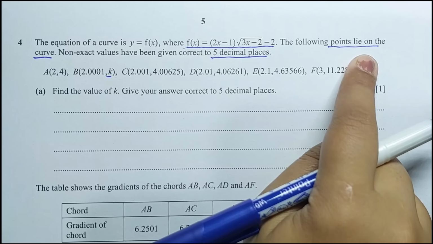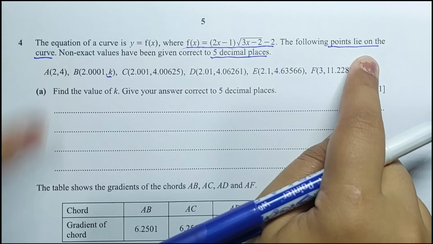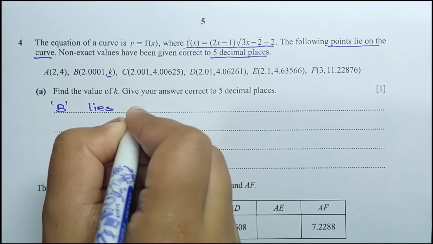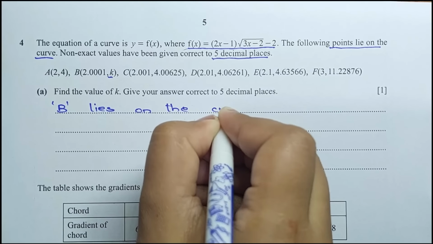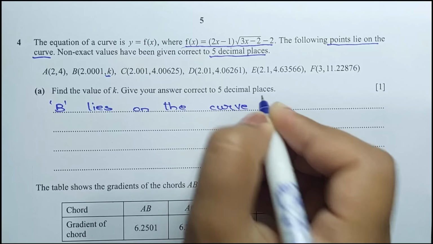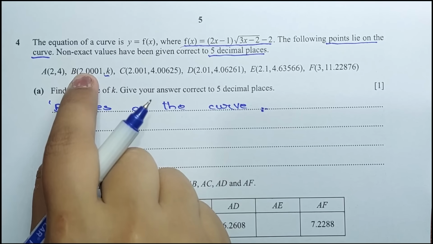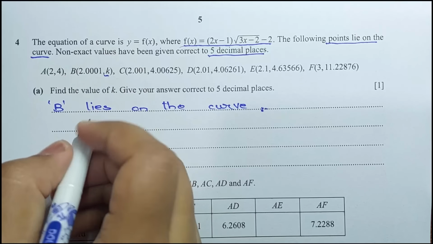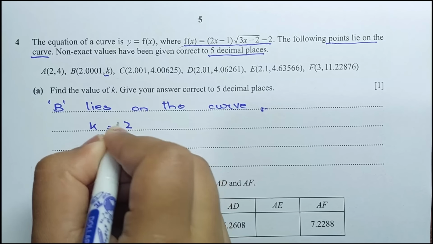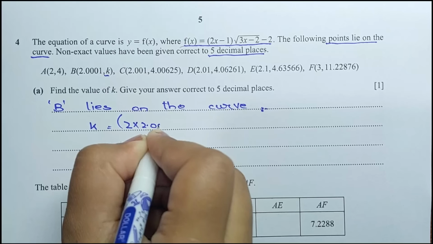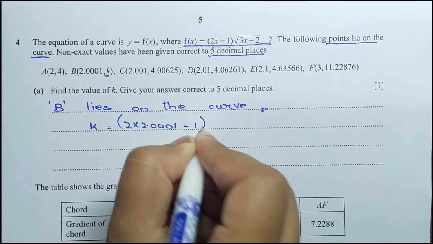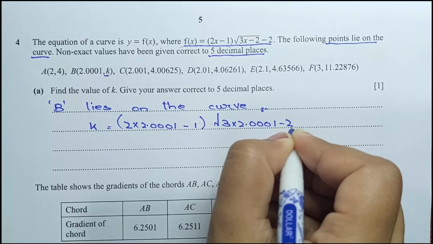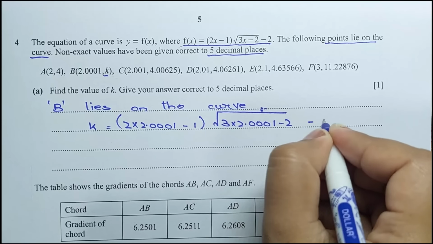Okay, we are given that the point B lies on the curve, so it must satisfy the equation. So x is 2.0001 and the y value is k. Here f of x is basically y. So k equals 2 times (2.0001 minus 1) times the square root of 3 times (2.0001 minus 2), and outside we have negative 2.